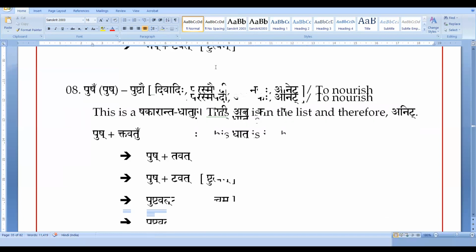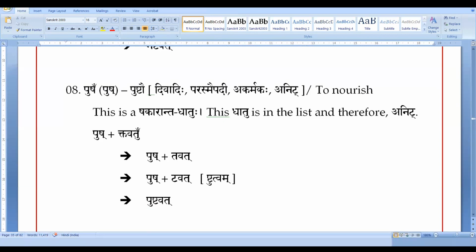So in the Divadigana it is Anit. Therefore, in Divadigana the form would be Pushtaha. In other gana it would be Pushitaha. You can note: in Divadigana it is Anit, therefore no Itagama. Please note. The dhatu we take from the Divadigana is therefore Anit. No Itagama. Okay. Fine. Then the next one.